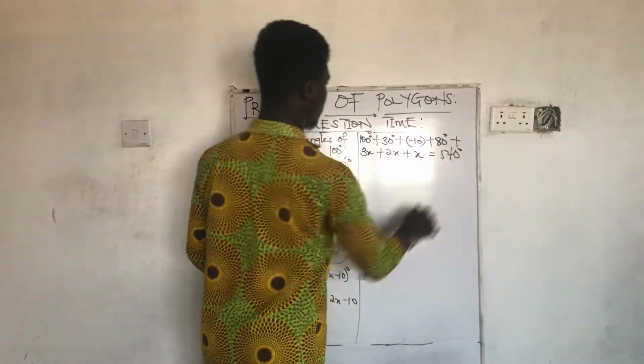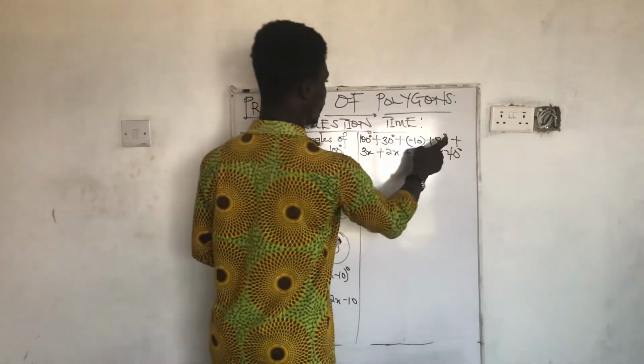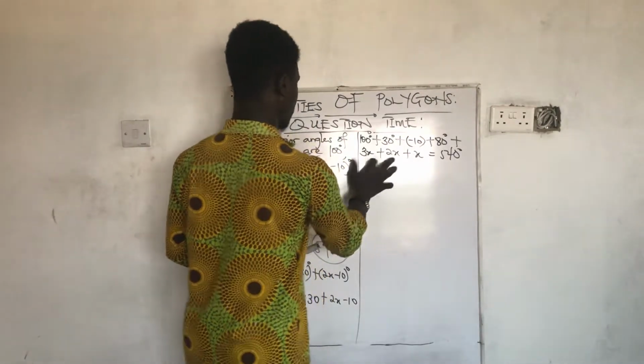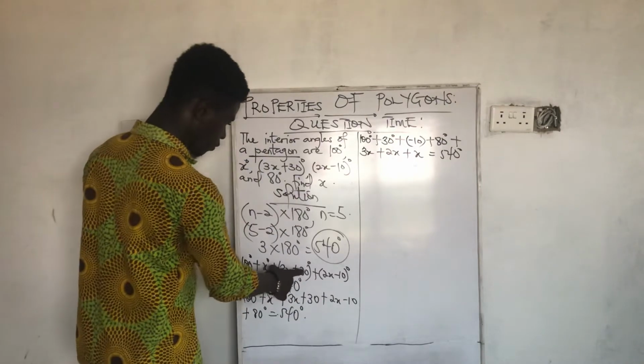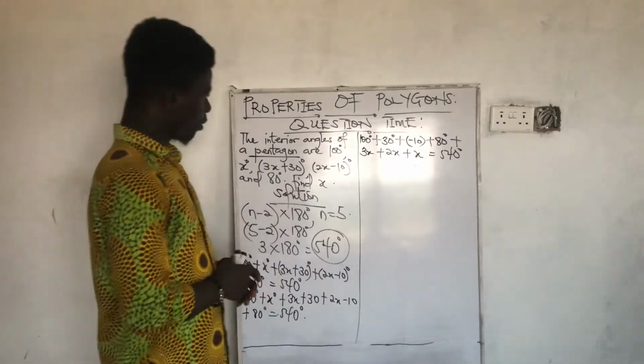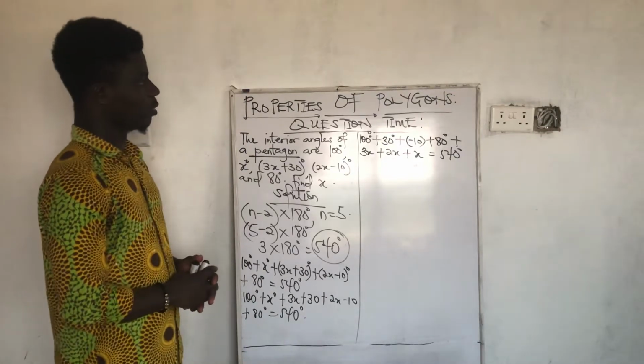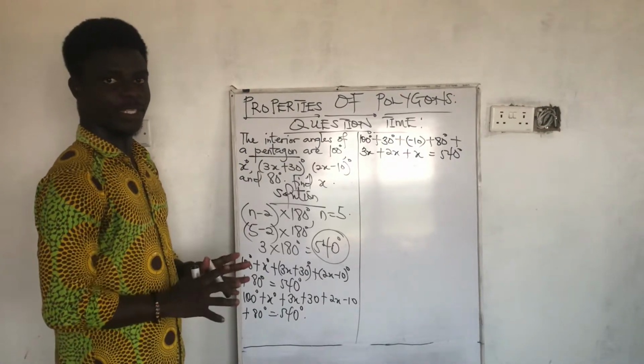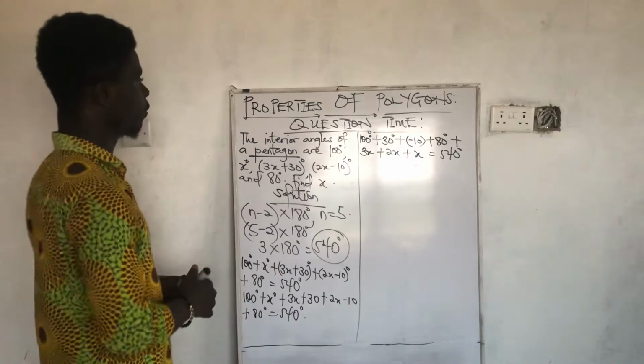Equals 140 degrees. So let's count. 1, 2, 3, 4, 5, 6, 7. Please, do you understand that? All right. So let's move on.